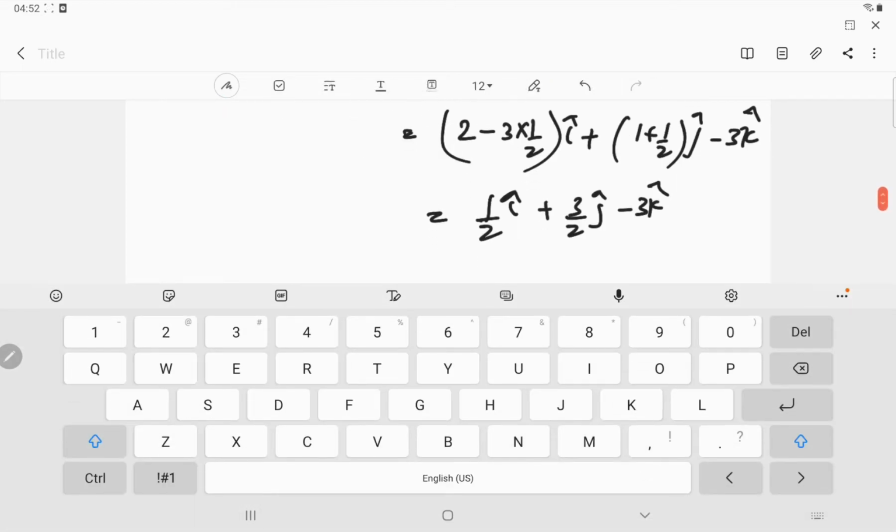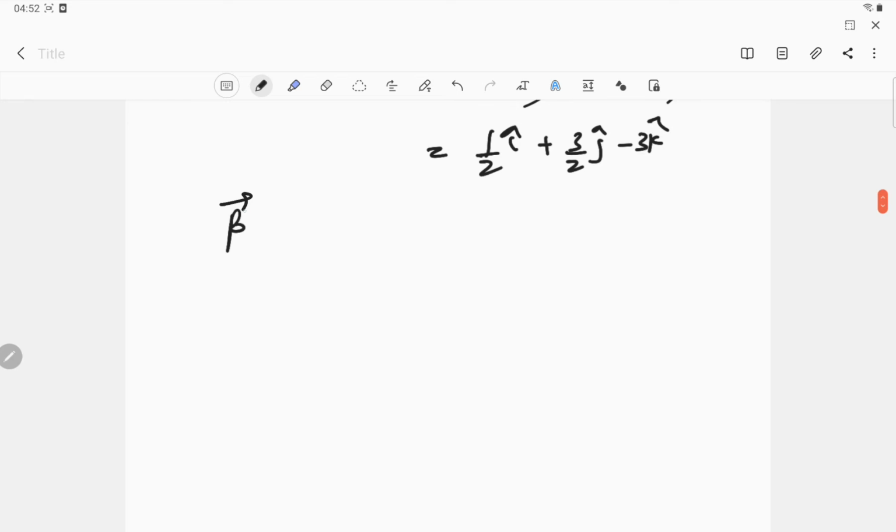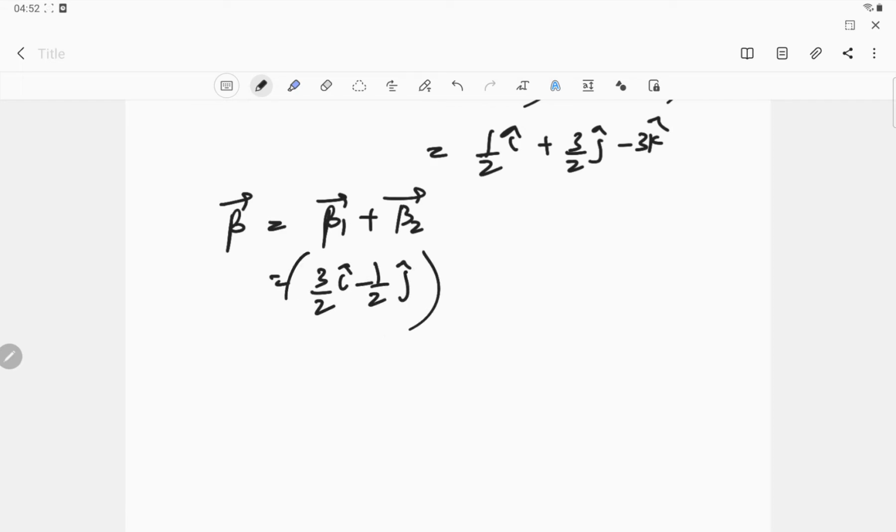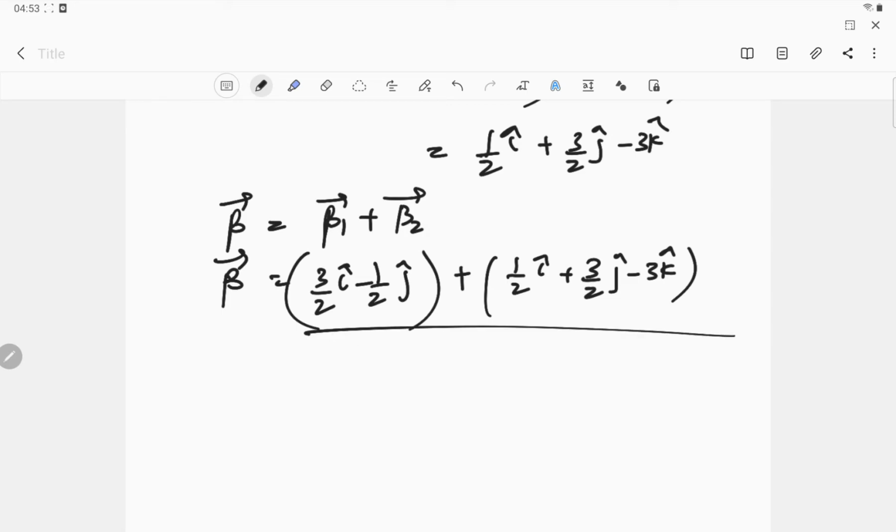So finally beta vector is equal to beta 1 plus beta 2. That means 3 by 2 i cap minus half j cap plus half i cap plus 3 by 2 j cap minus 3k cap. So we have expressed beta vector as the sum of these two vectors. If you want to verify whether we have found beta 1 and beta 2 correctly, you can add them up to get beta vector.